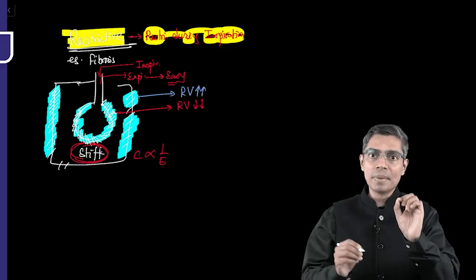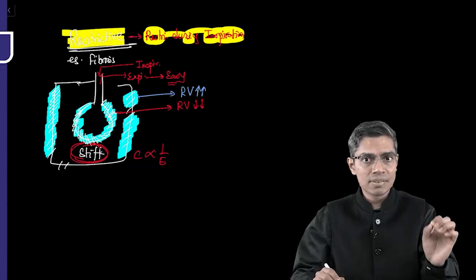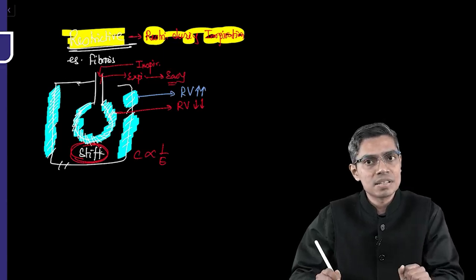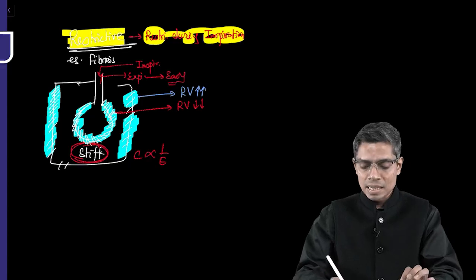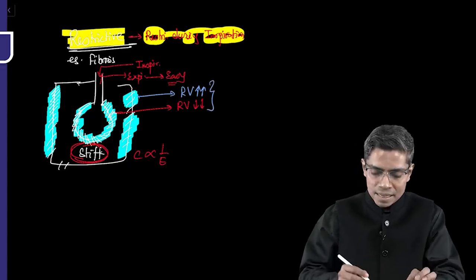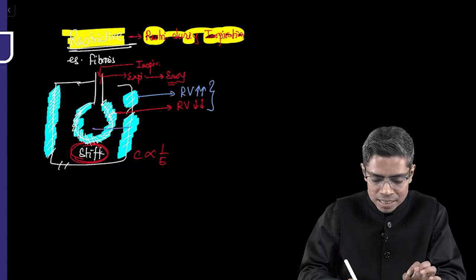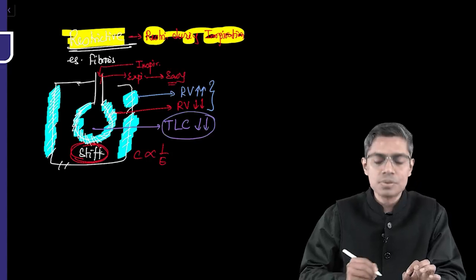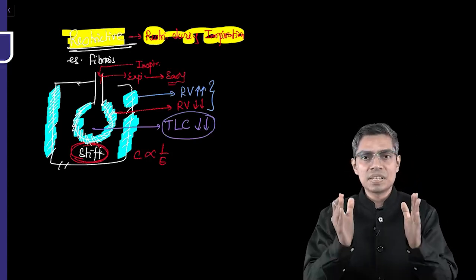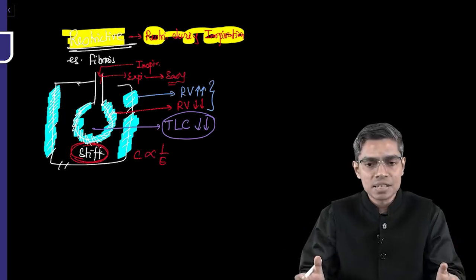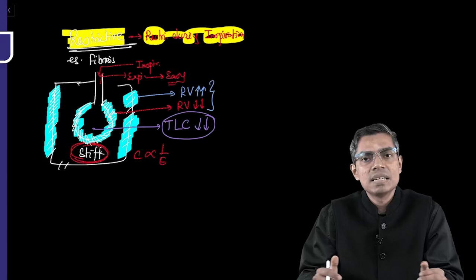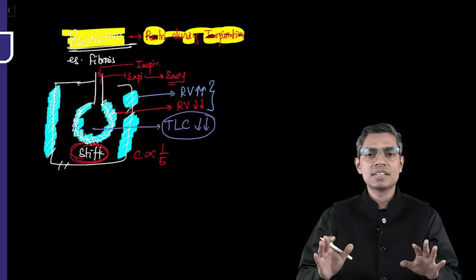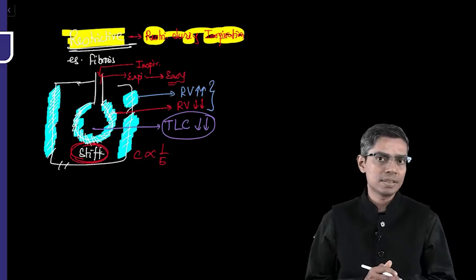So residual volume may decrease, that is in case of fibrosis, or it may increase, that is in case of extraparenchymal restriction. But always in both of these, whether it is parenchymal or extraparenchymal, if you look at the total lung capacity, it will always be reduced, because the main problem is restriction during inspiration. So the person will not be able to take a deep, forceful inspiration. So that's why TLC is going to be reduced in this condition.